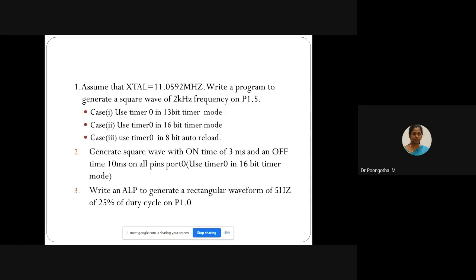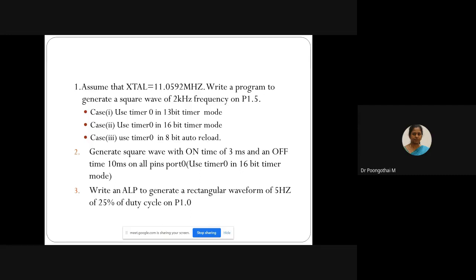So let's do the first problem. Just read out the problem. Assume that the external oscillator frequency is 11.059 megahertz. Write a program to generate a square wave of 2 kilohertz frequency on P1.5 for 3 cases. First case, use timer 0 in 13-bit timer mode. Case 2, use timer 0 in 16-bit timer mode. Case 3, use timer 0 in 8-bit timer mode.